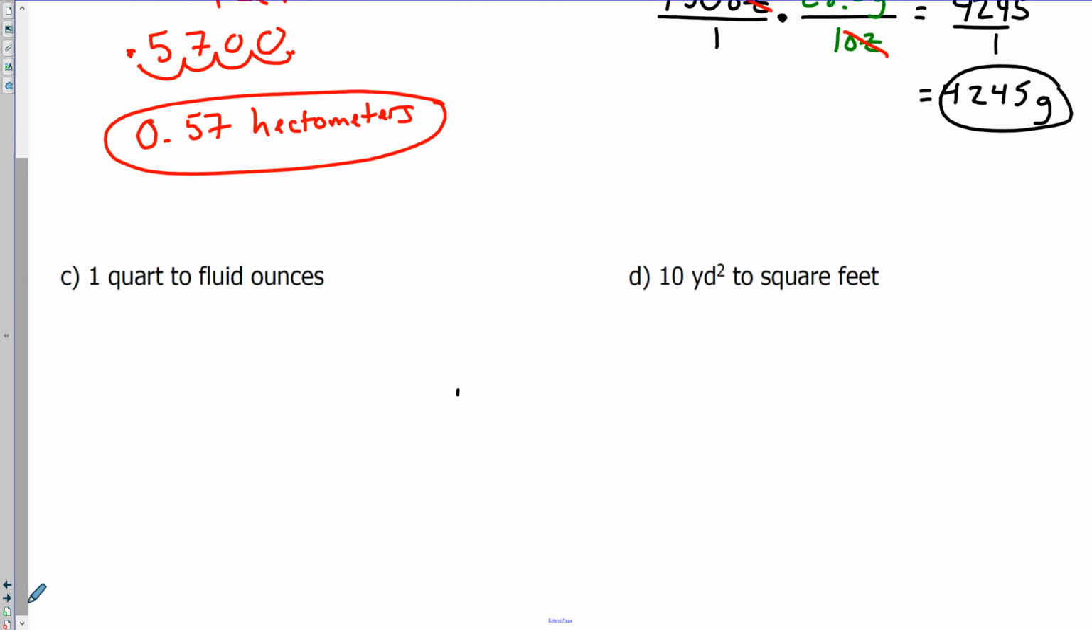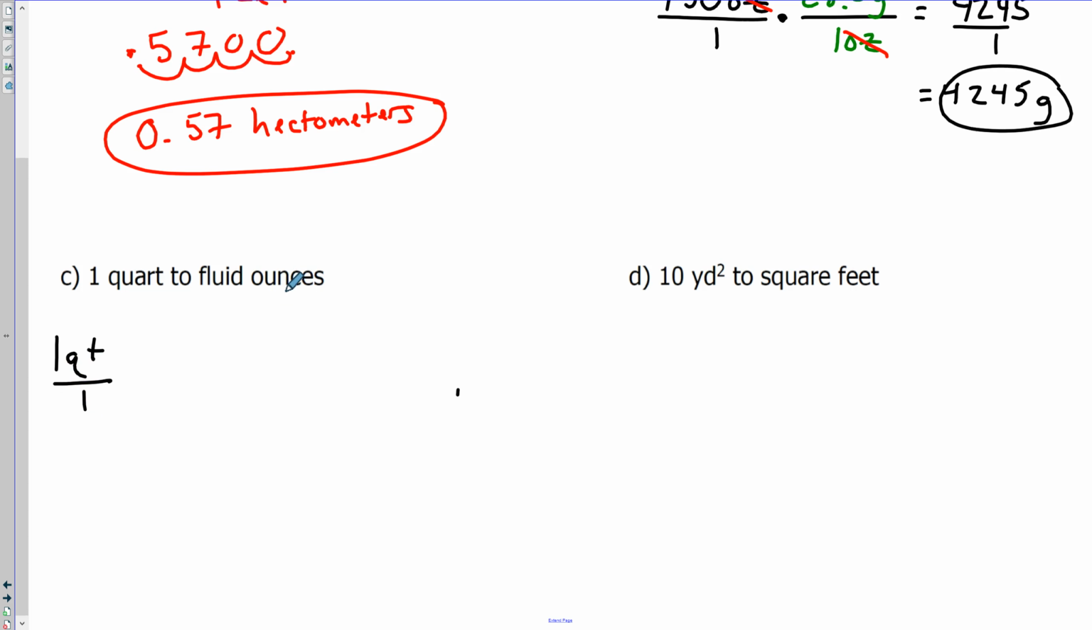Part C will be a similar setup. I need to convert quarts to fluid ounces. Now this one is not going between two different units of measure, like our last example. We're still in the standard unit of measuring. We're just going from one representation, which is quarts, into fluid ounces. So I'm going to start by writing out the given number, 1 quart. And I know I eventually want to get to fluid ounces.